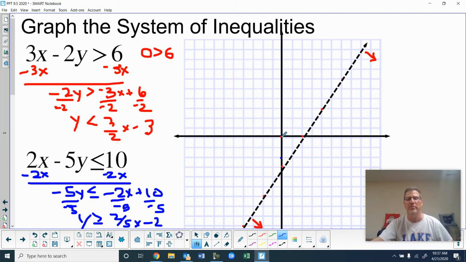I'm going to go up 2 and over 5 this time. 1, 2, 3, 4, 5. Up 2, over 5. If I went down 2, go left 5, 1, 2, 3, 4, 5. Down 2, left 5. All right, now this time, since it's greater than or equal to, I have a solid line. So I'm just going to put a solid one.